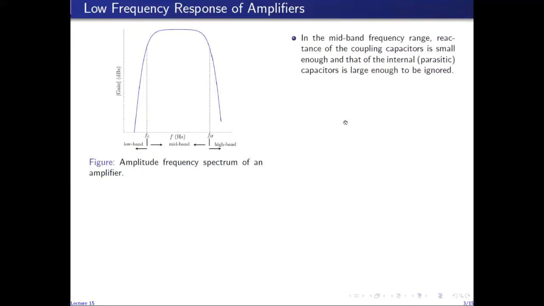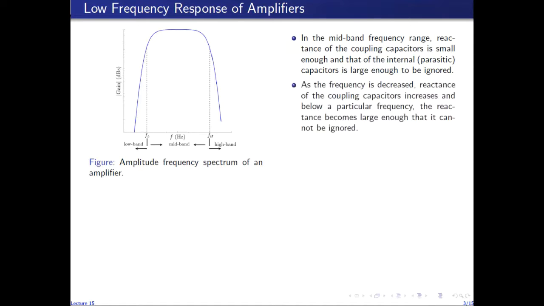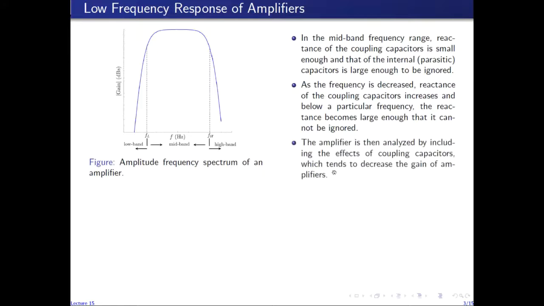So far, we have analyzed the amplifiers in the mid-band frequency range, in which the capacitive reactance of coupling capacitors is small enough and the capacitive reactance of internal capacitors is large enough to be ignored. However, as we decrease the frequency, the capacitive reactance of coupling capacitors increases, and below a particular frequency, the reactance becomes large enough that we cannot ignore it anymore. So on the lower frequency side, in the low band, as shown in this diagram here, we have to analyze the amplifiers by taking into account the effect of coupling capacitors.